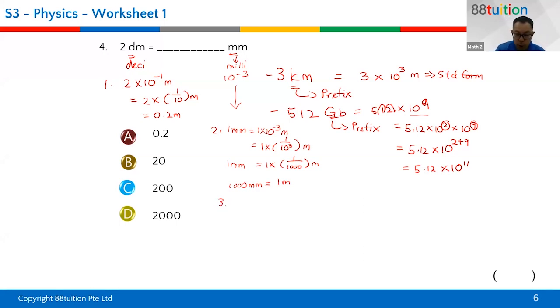So putting together, 0.2 meter will be 0.2 times 1 meter. Since I want to change it to mm, instead of the 1 meter, I put it as the 1,000 mm. Okay, 200. So is it clear so far? Clear? Okay.